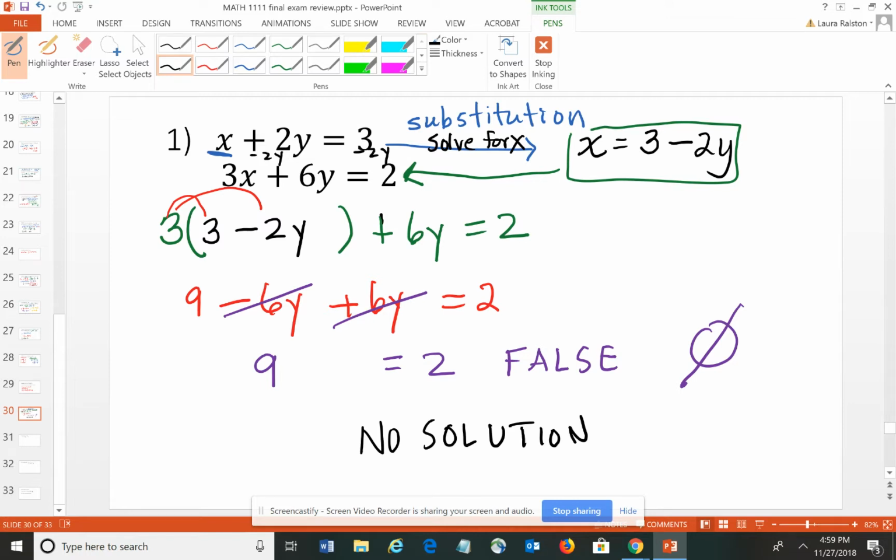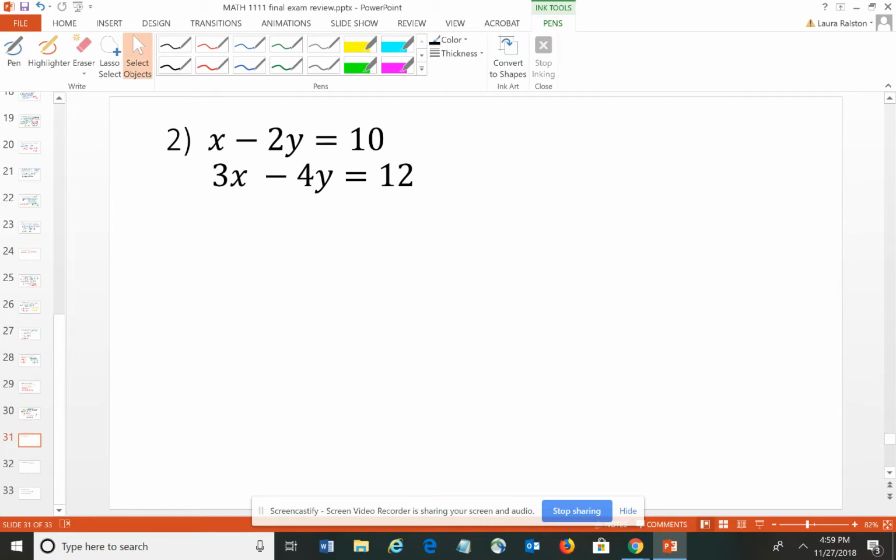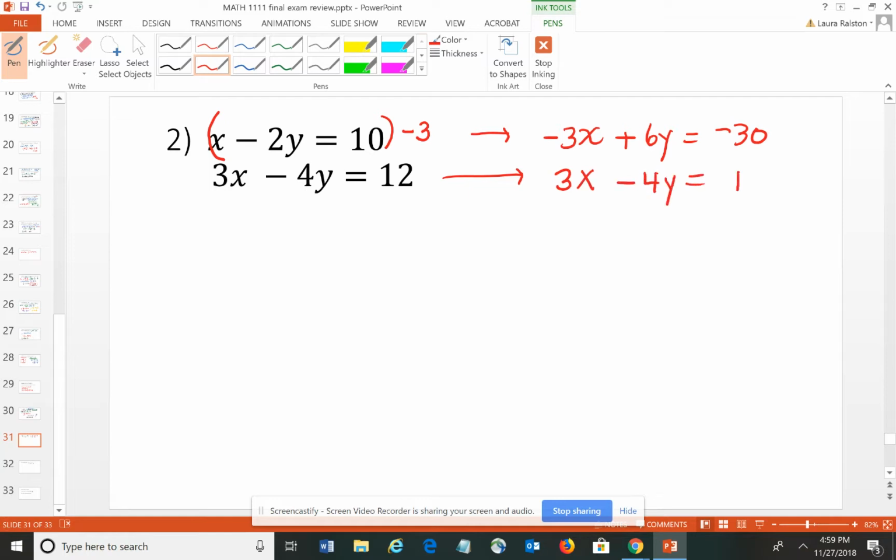Okay, the next one, x minus 2y equals 10, and 3x minus 4y equals 12. Again, we could do substitution here, but to illustrate it, I want to use the elimination method. And to get rid of the x's, I'm going to multiply everything by negative 3. So that I have negative 3x plus 6y equals negative 30. And we're going to add that to the second equation, 3x minus 4y equals 12.